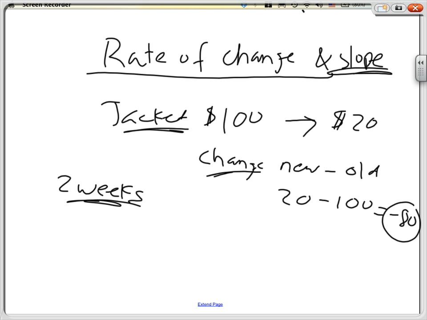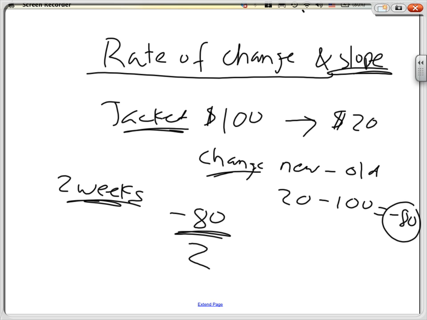So what you do is you take the price change, which is negative $80, right? For the 2 weeks period, what is that time? Depending on how you want to say it, do you want to calculate per day, or do you want to count it per week? It's up to you. Let's do per week. So that means, in this case, it's just going to be 2. If I say I want to find the price change per day, then the 2 weeks will turn into what? 14.